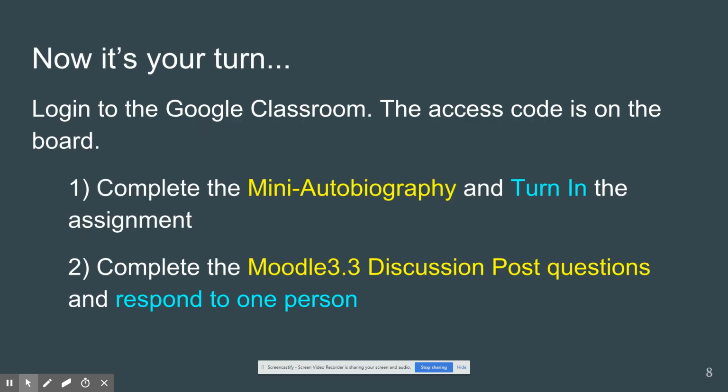And so now it's your turn. You're going to log into the Google Classroom. The access code is on the board, and you're going to complete the mini autobiography and turn in the assignment, and then you're going to complete the Moodle 3.3 discussion post questions and respond to one person.